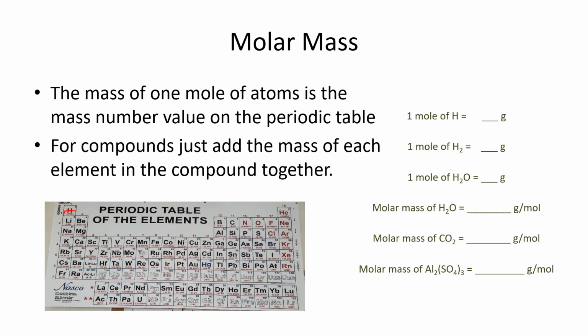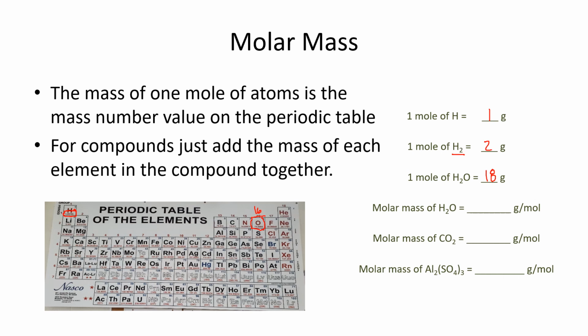So hydrogen is roughly a mass of 1 gram for a mole of particles. And if you have H2, that means you're going to have 2 atoms per particle. So if you had a mole of those particles, and each particle has 2 hydrogens in it, it's going to have a mass of 2 grams. And if you have a mole of water, oxygen has a mass of roughly 16, and also the 2 hydrogens, that's going to be 18 grams for a mole of water.